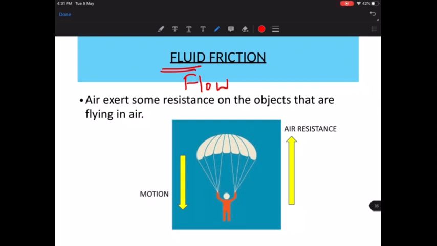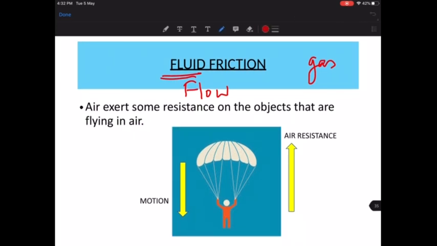So, in a way, we categorize gases and liquids under fluids. Both gases and liquids are categorized under fluids. Both can be called as fluids. So what is fluid friction? Some friction which is offered by fluid is called as fluid friction, which is applied by fluids.